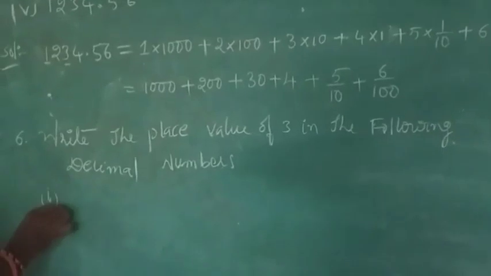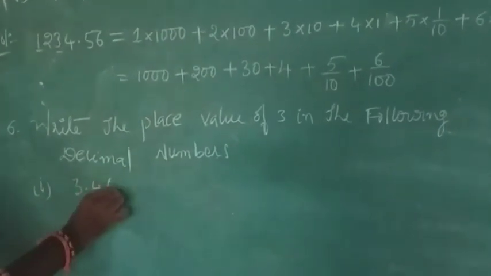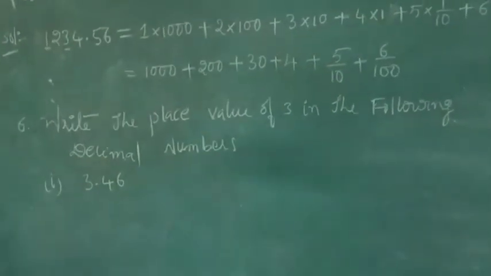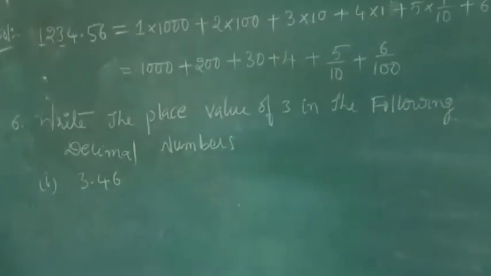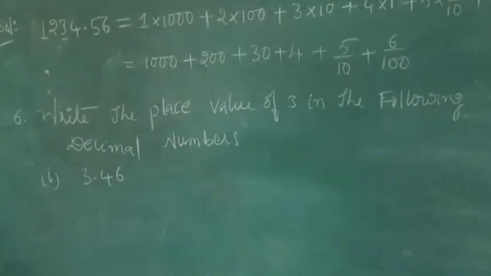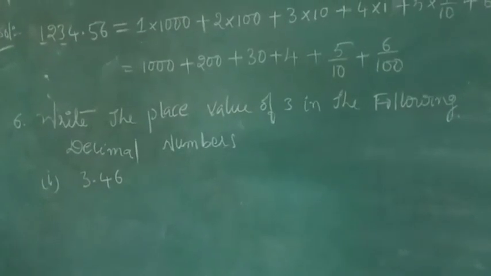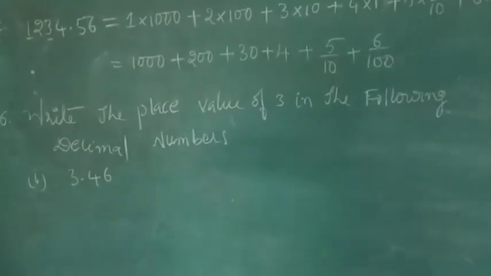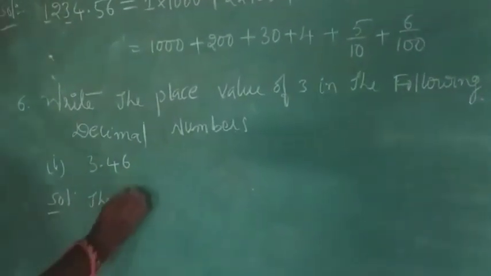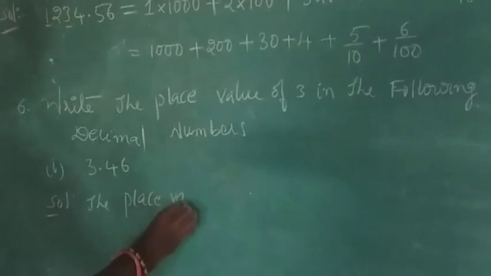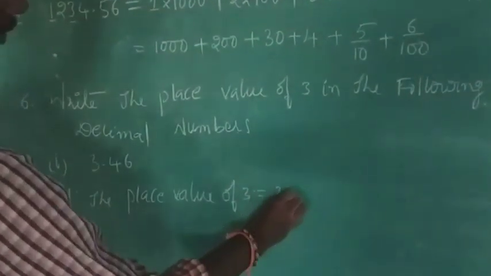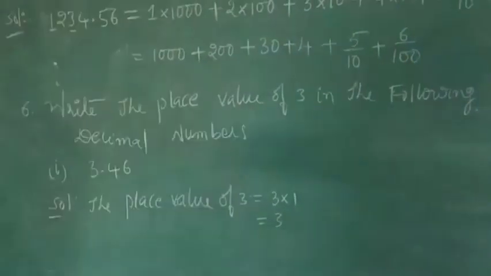The first one, 3.46. So what is the question, do you understand? Write the place value of 3. 3 is on tens place, is there, right or not? Ones place or tens place? So 3 is on ones place, right? So you will write that the answer is the place value of 3 is equals to 3 into 1. So 3. Ones place is there, right?